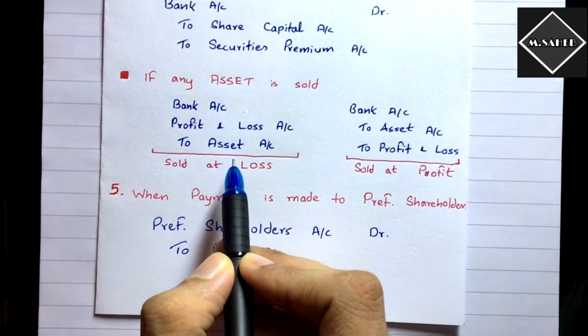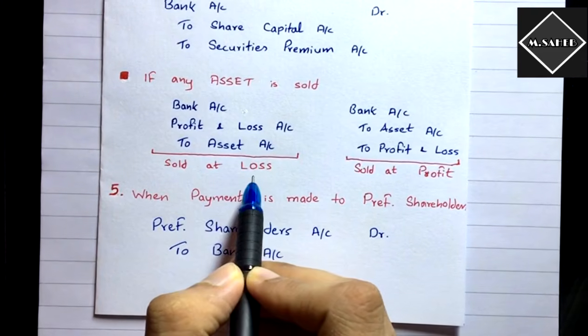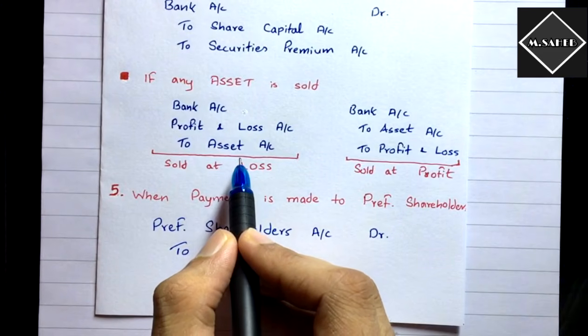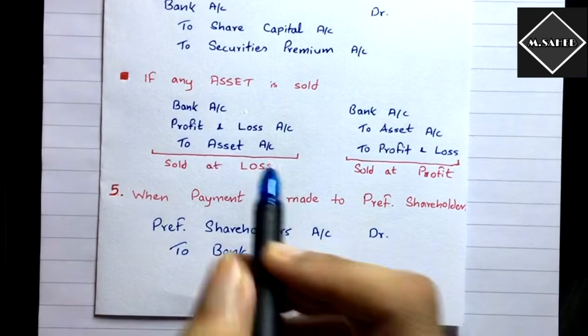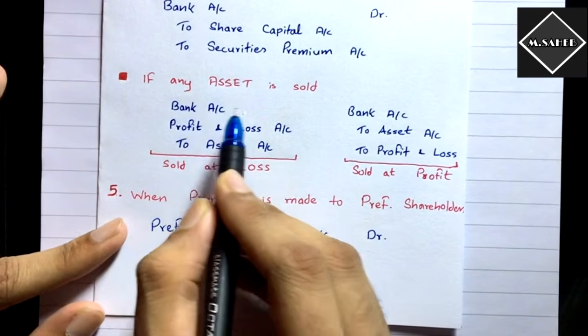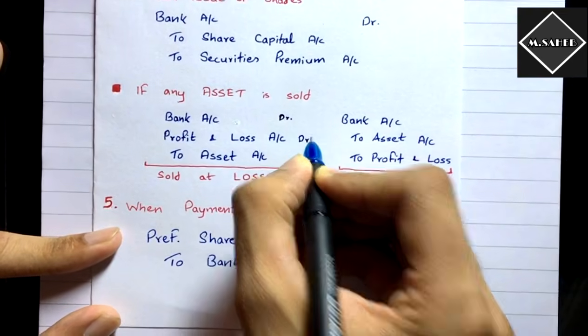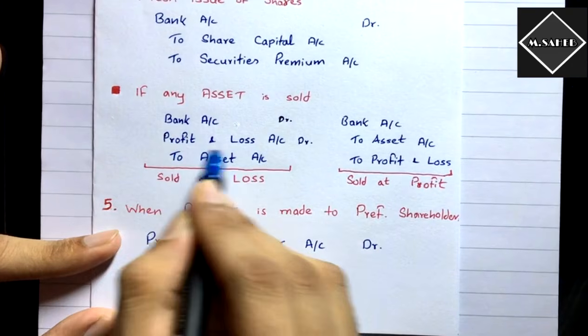But that will not happen. Mostly assets will be sold at a loss. If it is at 20,000 in the balance sheet, you might sell it for 15,000, so 5,000 will be lost to you. And you know, all losses are debited, right? So bank account debit, profit and loss account debit. Okay, loss will be debited. So the 5,000 will be debited, right?